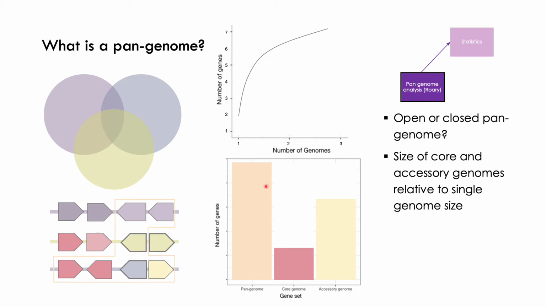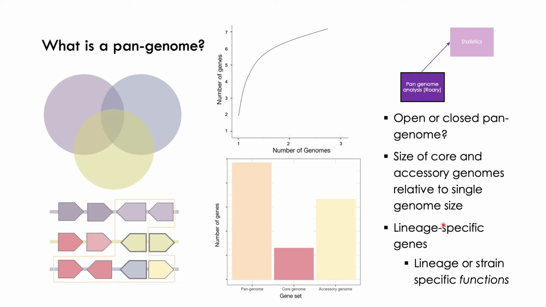We can also then compare the size of the core and accessory genomes relative to each other, or relative to the size of a single genome. In the example that I showed, we had roughly 50% core and 50% accessory. That was just purely for demonstration purposes. This really varies a lot throughout bacterial species. So definitely don't go away from this and think that it's always 50-50. That was just for the example.